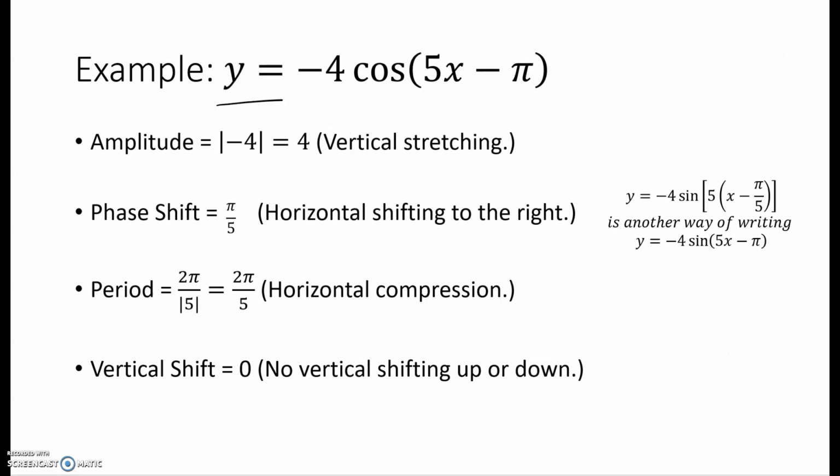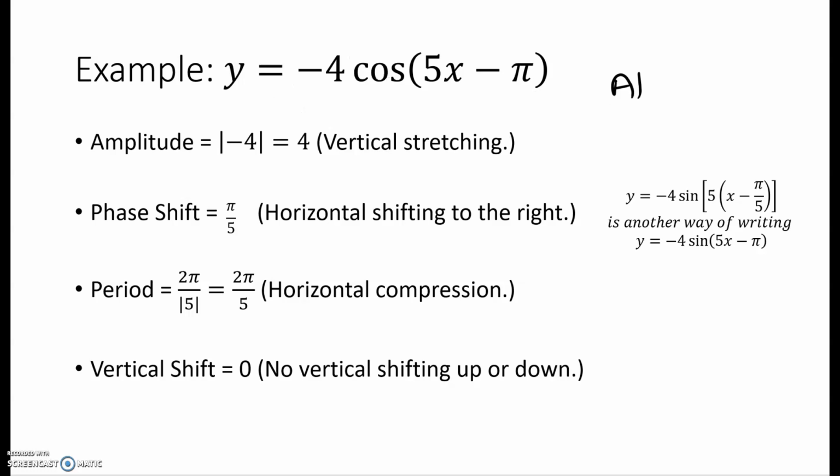Okay, if we look at this one right here, our amplitude is going to be 4. Make sure you don't put negative 4, because remember your amplitude is always the absolute value of a. So put an absolute value around that first number right before your trig function, this trig function's cosine. That's going to be your amplitude. So amplitude is actually 4, so that means that we have vertical stretching since it's greater than 1.